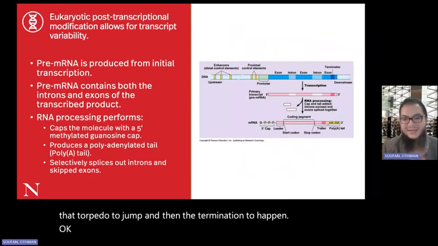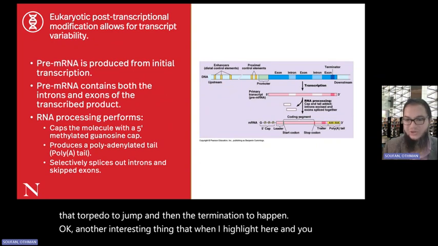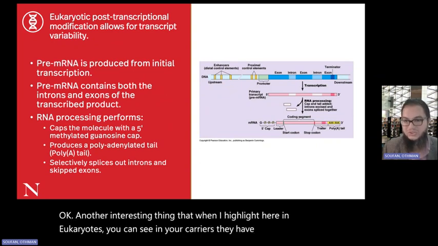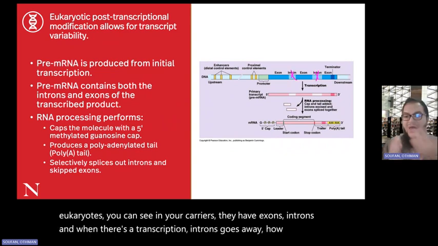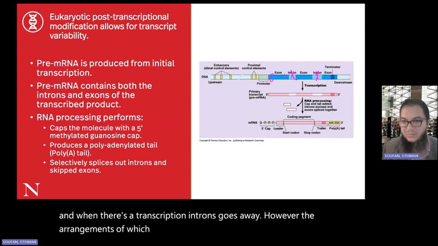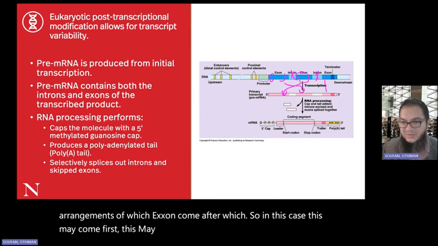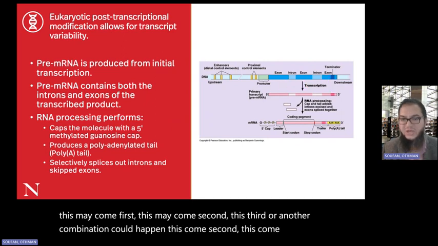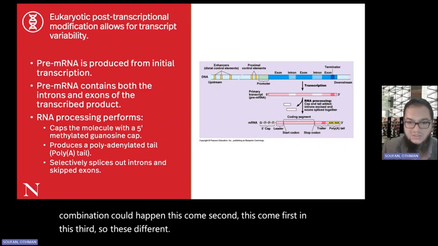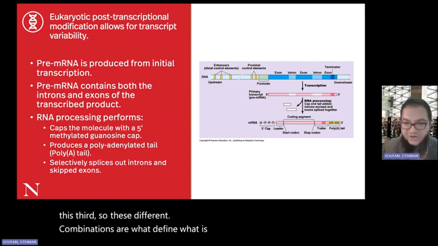Okay. Another interesting thing that I want to highlight here: in eukaryotes, you can see they have exons and introns, and when there's transcription, introns go away. However, the arrangement of which exon comes after which can vary. In this case, this may come first, this second, this third, or another combination could happen: this comes second, this first, and this third. So these different combinations are what define what is called alternative splicing, okay?